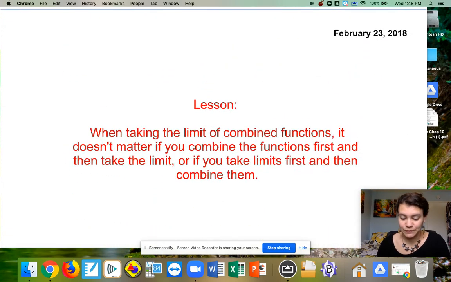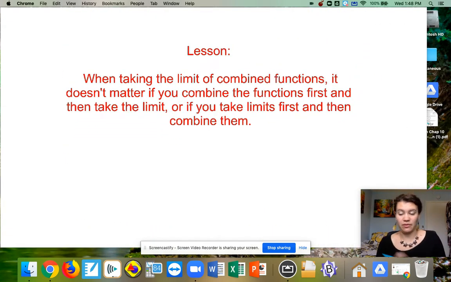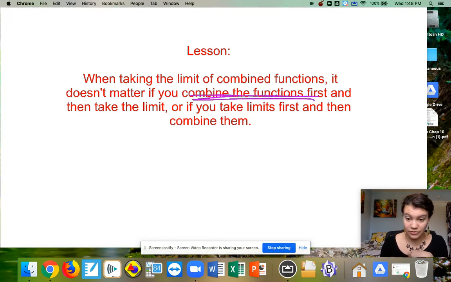So the lesson or takeaway from this is when you combine limit functions, it doesn't matter if you combine the two functions together first, like we did in the second half, and then take the limit, or if you take the limit of each one separately and then combine them. So if you have the limit of this plus the limit of this, you can take the limit separately and then combine, or you can combine the functions first and then take the limit. Same with multiplying, dividing, subtracting, all that kind of stuff.